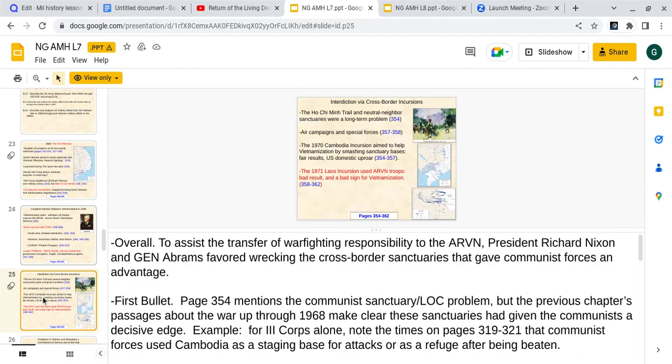So then there's the 1971 Laos incursion, and it used troops from the South Vietnam Army, but it was a bad result, and it was a bad sign for Vietnamization. So we just talked about in the last lot about how the Vietnam Army can't hold up on their own. The South Vietnam Army, our allies at this time, couldn't hold up on their own. It kind of proved it in 1971 whenever they went into Laos, and the South Vietnamese Army did terribly.